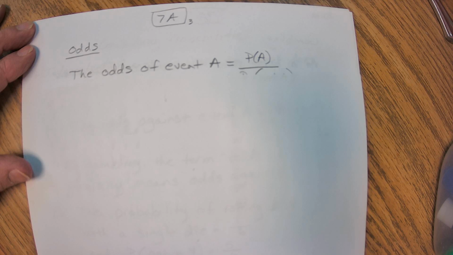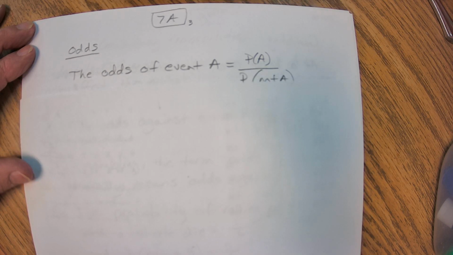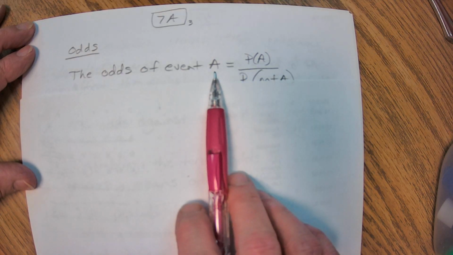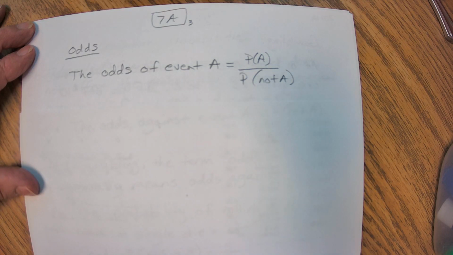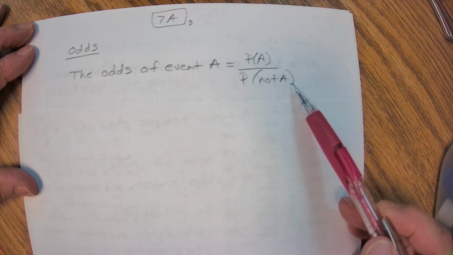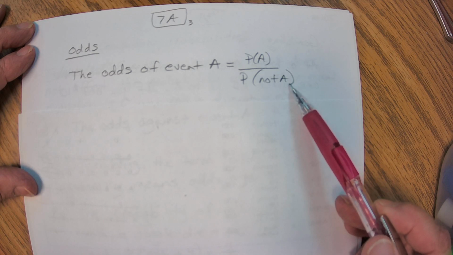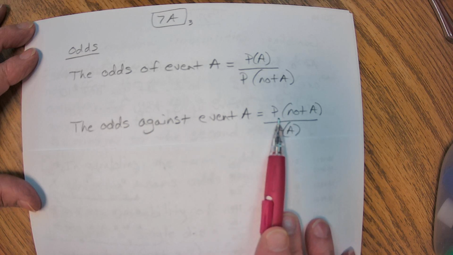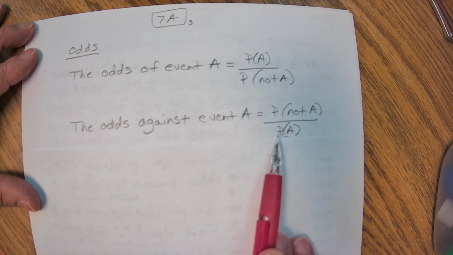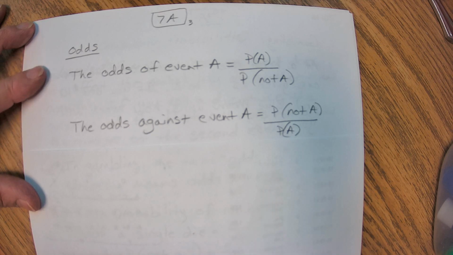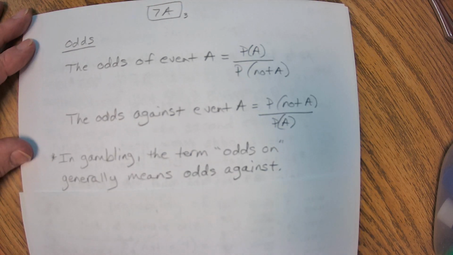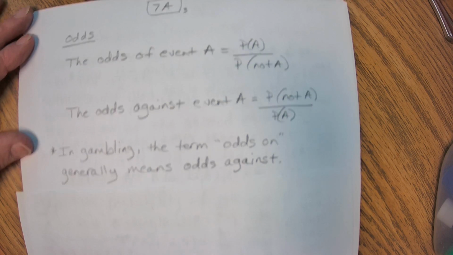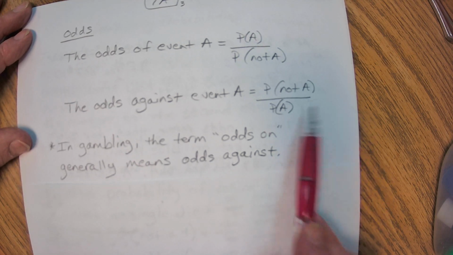So now, when we're talking about probability, we also need to talk about odds. The odds of event A happening is the probability of A divided by the probability of not A. The odds against an event A is the probability of not A divided by the probability that A would happen. In gambling, the term odds on generally means odds against, which is this one.